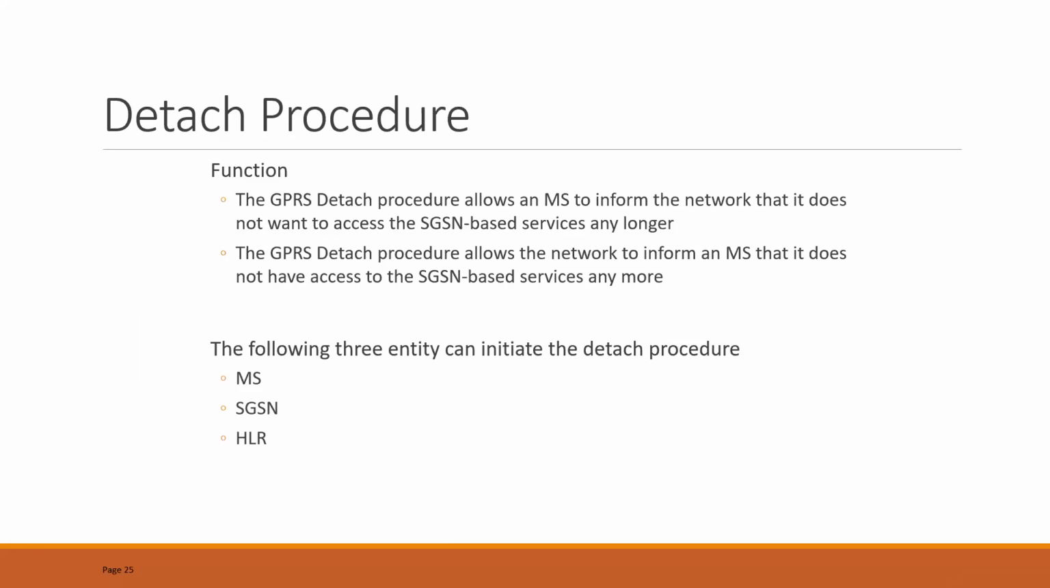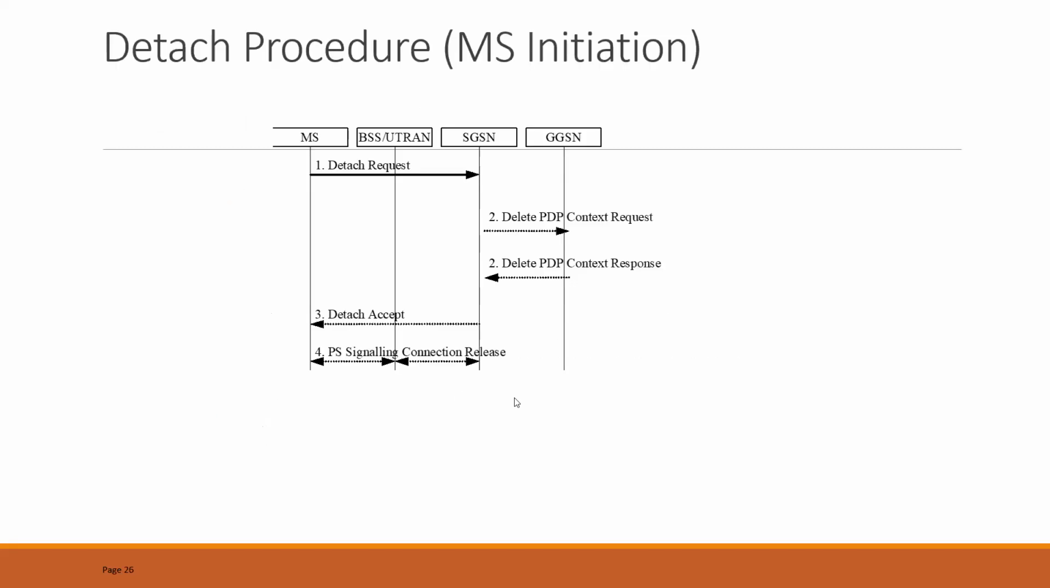And vice versa, if the SGSN wants to detach you, it allows the network to inform you that it can no longer serve you. I am detaching you so that you cannot use the data services any longer. So there are 3 entities that can initiate it: the MSISDN can initiate it, the SGSN can initiate it, and the HLR also has the ability to initiate a detach procedure. We'll have a quick look into the flow.